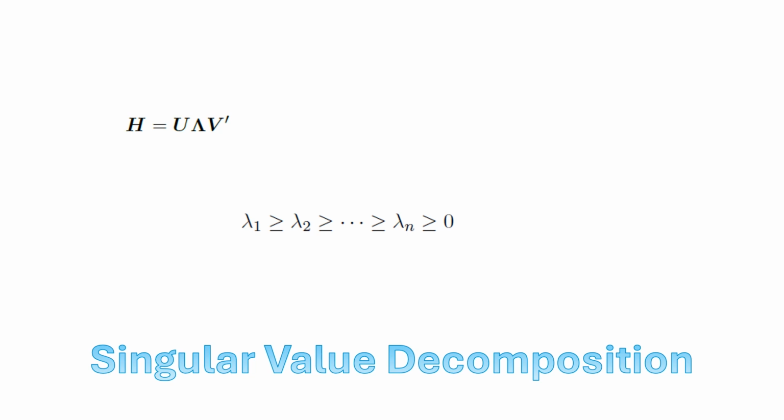U is an M by M unitary matrix that we think of as the basis of the measurement space. V is an N by N unitary matrix whose rows form the basis for the object space, and lambda is a diagonal matrix with each diagonal coefficient corresponding to a singular value, which are ordered from the greatest singular value to the least.